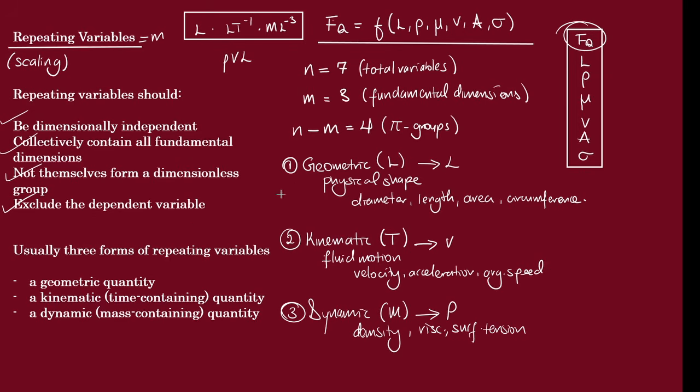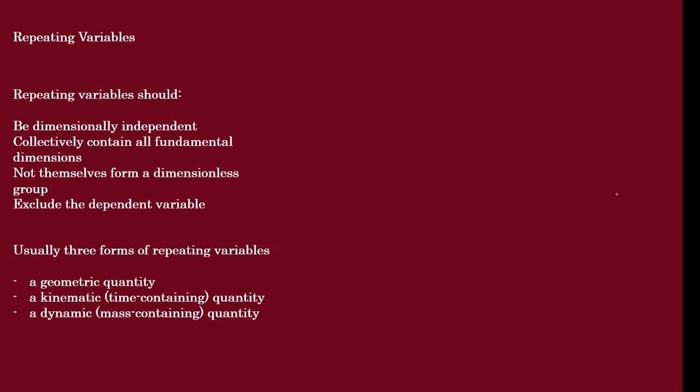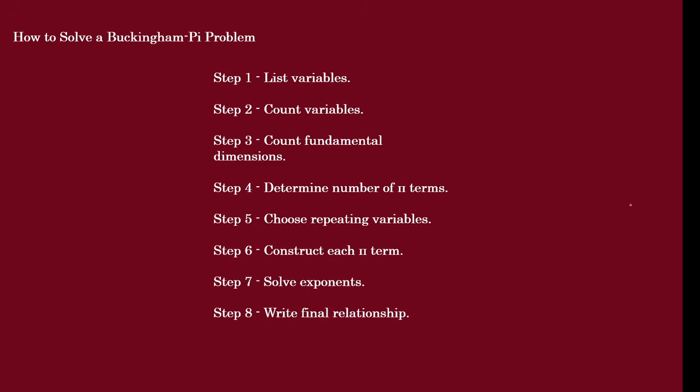So it is not going to be correct to include f of q as your, let's say, kinematic scaling variable, for instance, since force has dimensions m l t to the negative 2. Okay, your dependent variable should not find itself in the group of scaling variables. So that's what happens when you're understanding and dealing with repeating variables. As we solve problems, definitely we get more used to it.